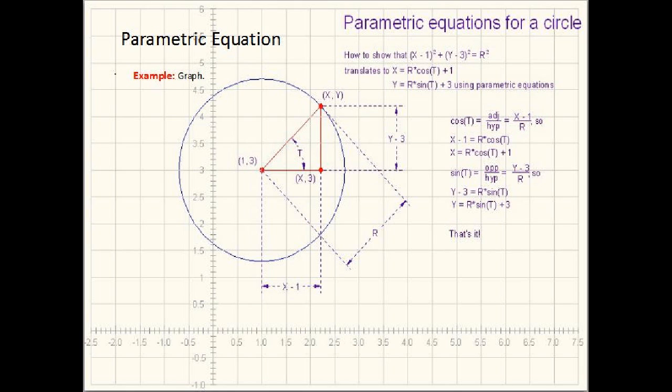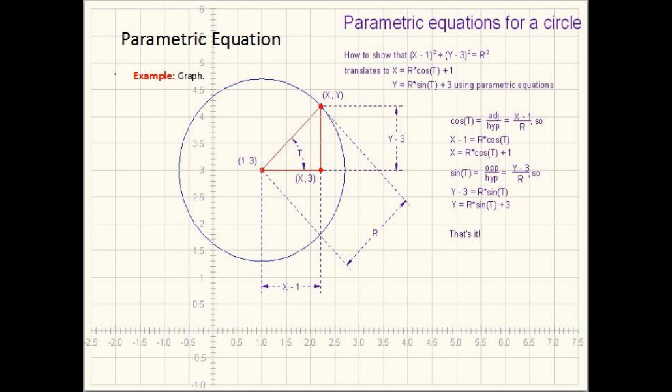Cosine of theta is equal to adjacent over hypotenuse, which is equal to x minus 1 over r. We can multiply r to both sides, and that gives us x minus 1 is equal to r cosine of theta. We add 1 to both sides, and that gives us x is equal to r cosine theta plus 1.